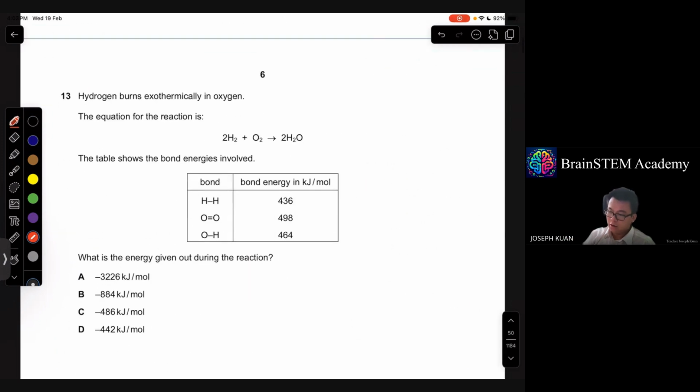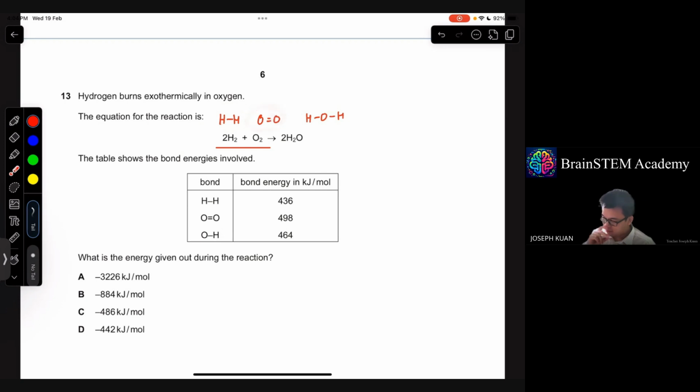Moving on, 30. Hydrogen burns exothermically in oxygen. The equation for the reaction is as follows. The table shows the bond energies involved. What is the energy given out during the reaction? Now, hydrogen and oxygen and water can be seen as this particular bond format, right? It's a covalent bond. Hydrogen forms a single covalent bond. Oxygen forms a double covalent bond in the oxygen molecule, whereas in water it's two single covalent bonds.